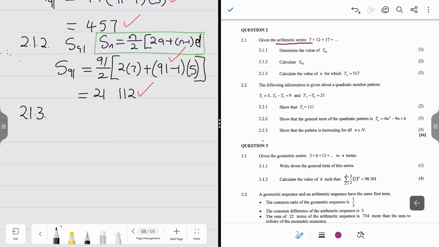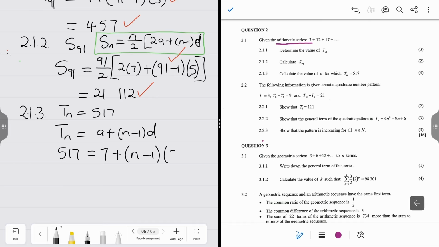Then the third question, they want you to calculate the value of n for which Tn equals 517. So what you're going to do is copy your formula: Tn equals A plus n minus 1 times D. We are still using the same context. Now you have Tn, which is 517, equals our value of A, which is 7, plus n minus 1, since we are looking for n, and then we have our D as 5.